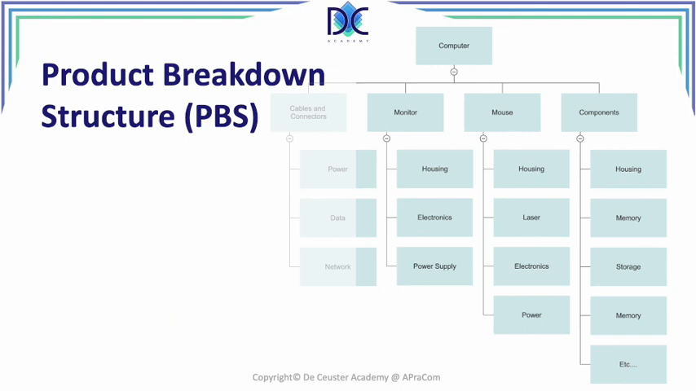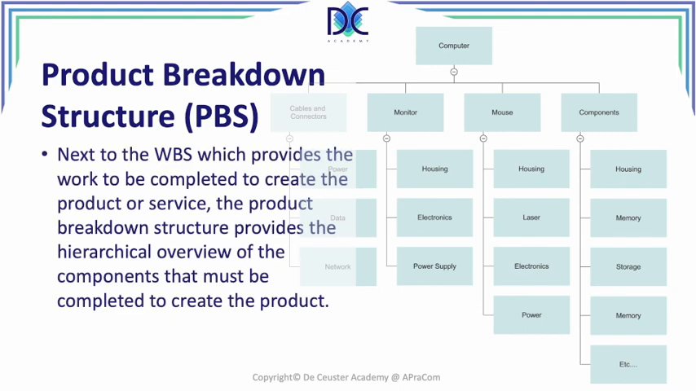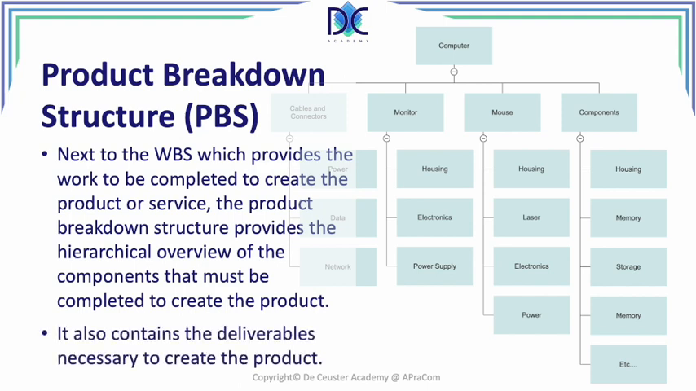The next thing is the product breakdown structure. Here we find the work to be completed and the elements that have to be completed to finish the product. So it contains all the elements that we have to complete in order to finish the product as we defined it. It also contains the deliverables necessary to create the product.